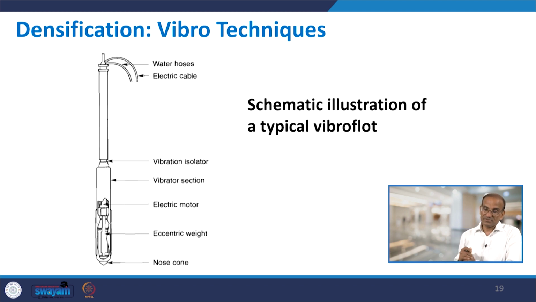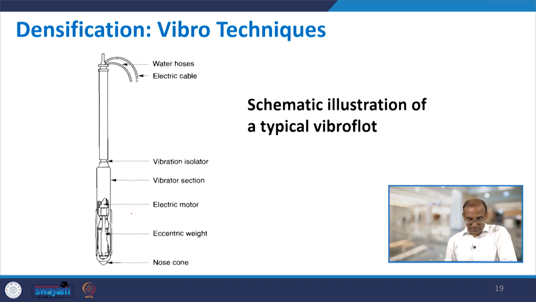Then the second is water hoses, that means water is required, and we will discuss why water is required in the next slides. Then you have this vibration isolator coupling, then the vibrator section is given down.